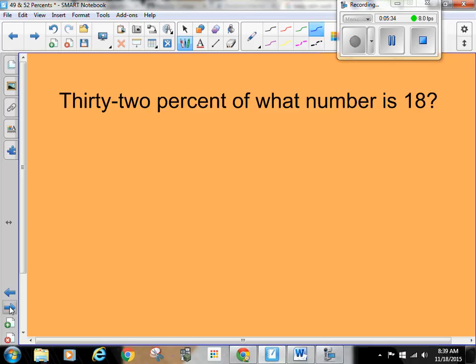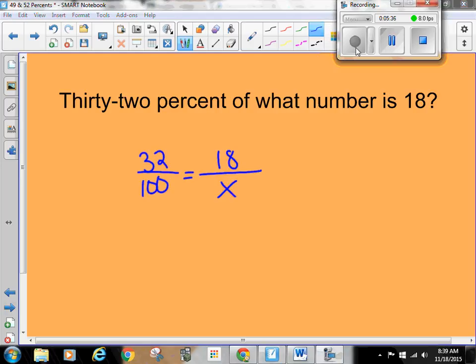Okay, let's see if you have it set up correctly. How'd you do with this one? This time what we're missing is our of. We don't know what our of is. So 32% of what number is 18? Okay, go ahead and finish solving this if you haven't done so already.